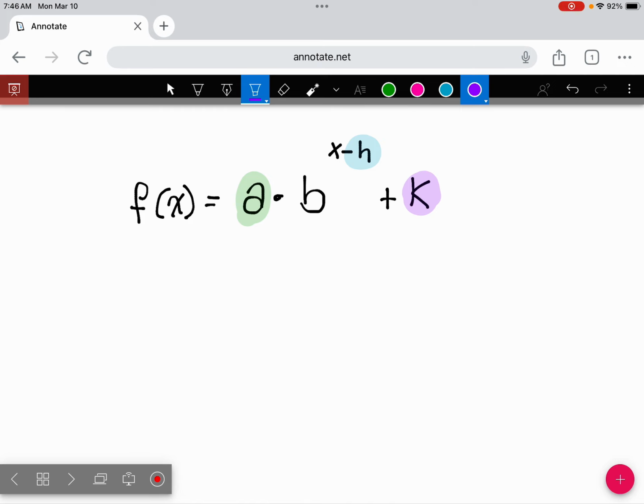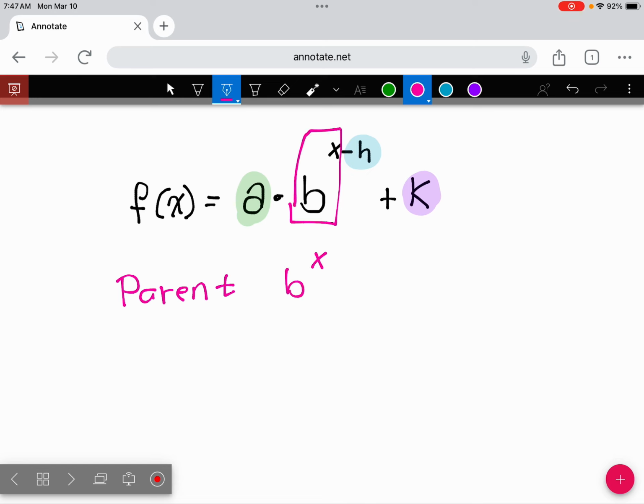When we are doing the graphs of these transformations, the place we start is with our parent. Our parent is going to be different for almost each one of these graphs, because our parent is going to be the b to the x. Whatever our base is, we're going to need to make the parent. So we're going to do one of these today.